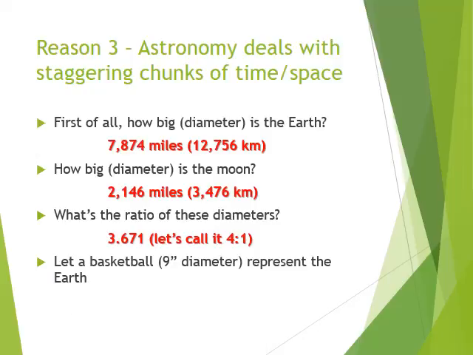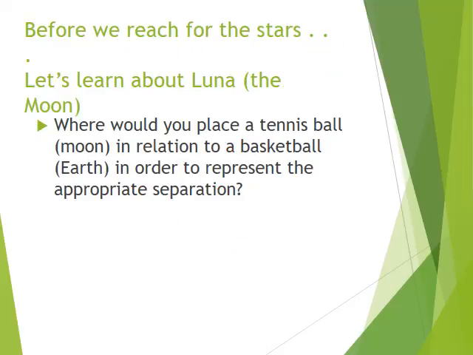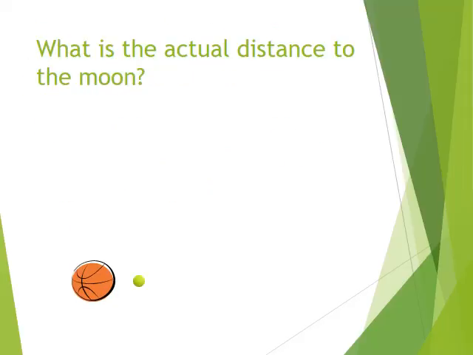So let's let a basketball be Earth. And so if the Earth is a basketball, then a tennis ball would be about 1/4 the size of the Earth. So the question is, if that's our scale, that the Earth is a basketball and the Moon is a tennis ball, where should the tennis ball be located with respect to the Earth in order to indicate the proper distance, the proper separation between Earth and Moon? So think about that for a second. Where would you put it? And then I'll explain about how we actually go about figuring that out.